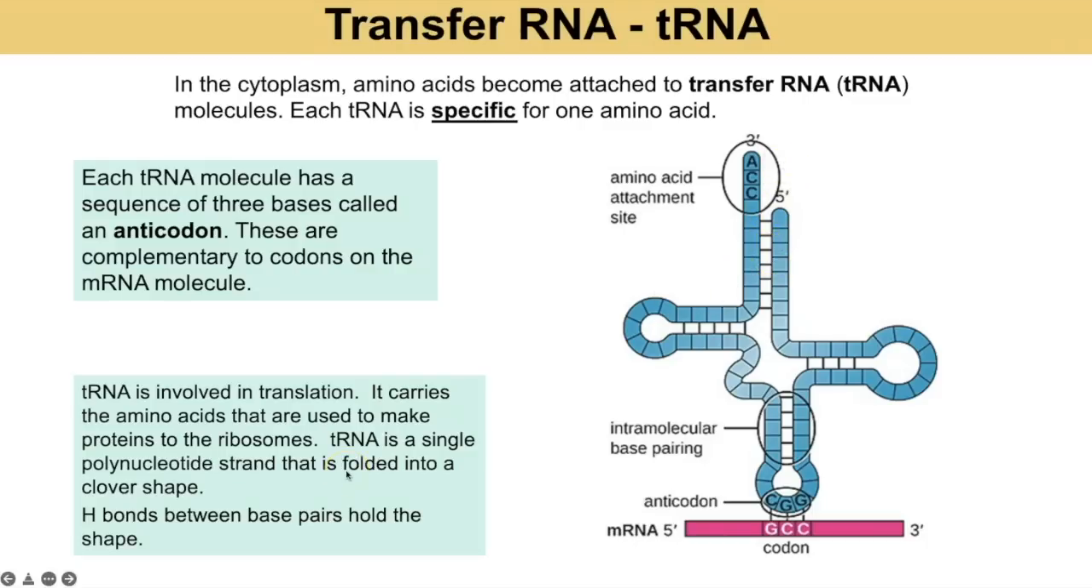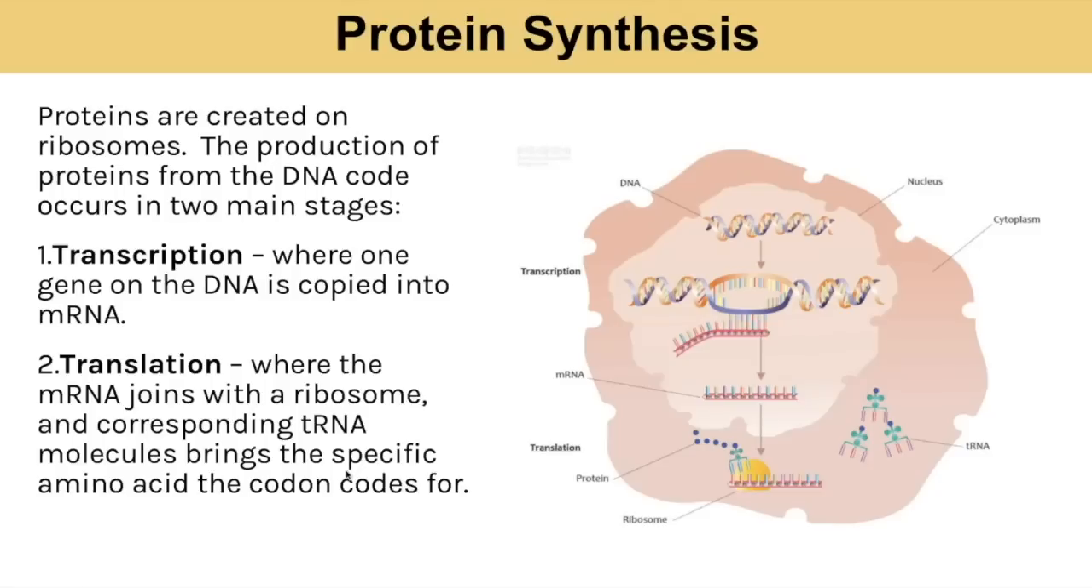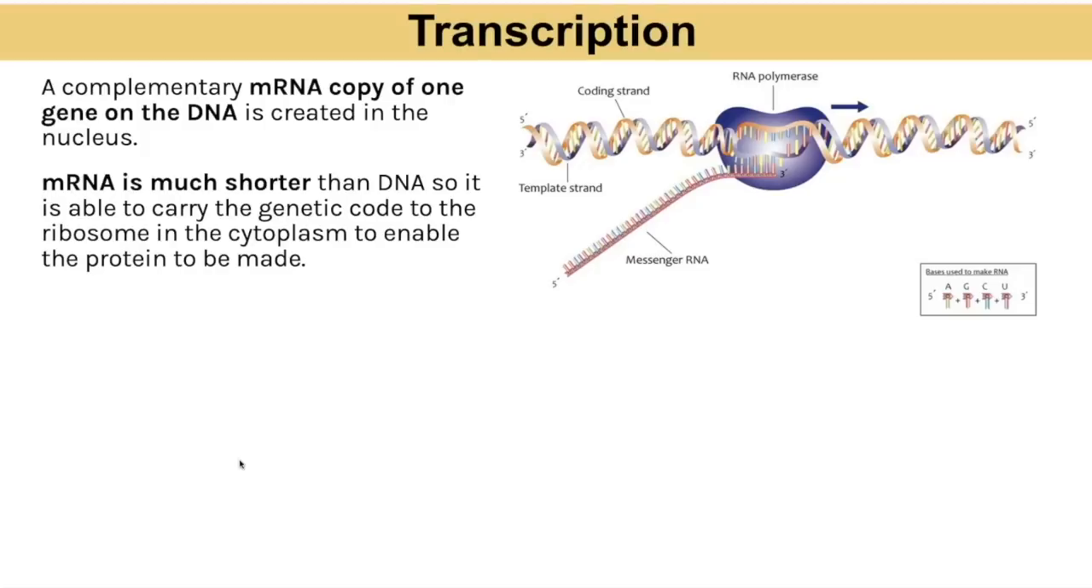So that then takes us on to protein synthesis, and it's split into 2 steps: transcription, which is where one gene at a time from DNA is copied into mRNA. Then we have translation, where the mRNA will join with a ribosome, and corresponding tRNA molecules will then bring specific amino acids. So first of all, we have transcription.